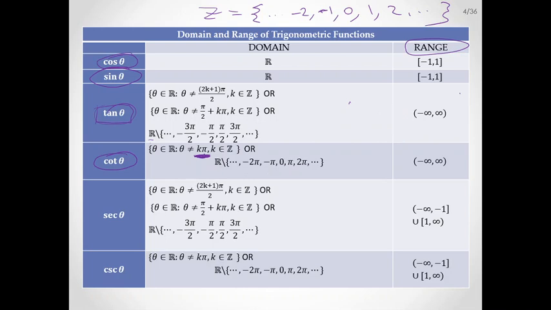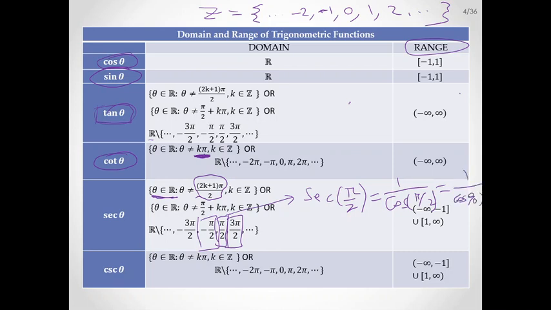And for the secant theta, the problems are at pi over 2, 3 pi over 2, and minus pi over 2. In general form, all thetas are okay, but not the odd multiples of pi over 2. Now I want to show you what happens if we take one of them. What is secant pi over 2? It's 1 over cosine pi over 2. And cosine pi over 2 is cosine 90 degrees, which is 0. So this is 1 over 0, which is undefined.